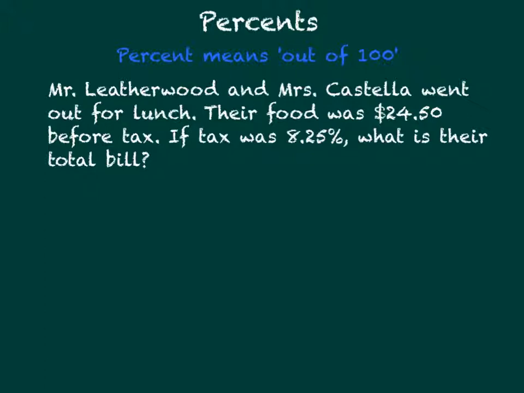Their food was $24.50 before tax. If the tax was 8.25%, what is their total bill? So instead of subtracting this time, what do you think we have to do? Well, we have to add. Yeah, same thing, our bill increases. That's right. So we take our $24.50 times our 8.25%, which we talked about earlier, ironically. And that gives us, what, $2.02, I think it was?